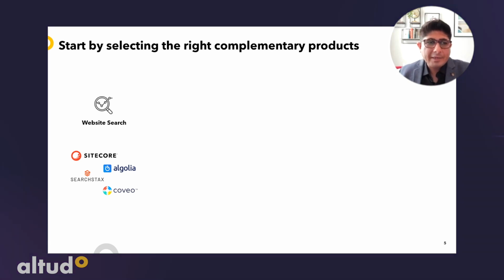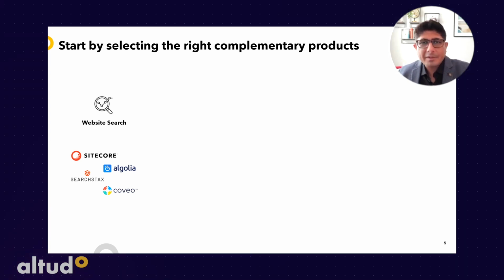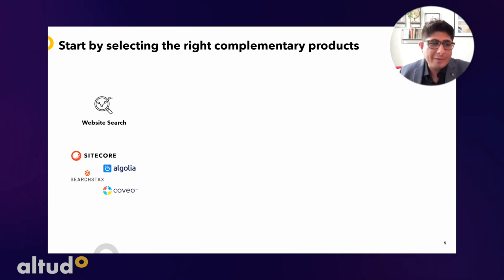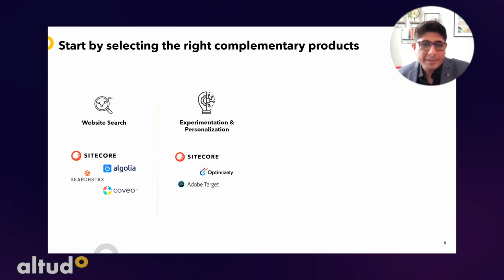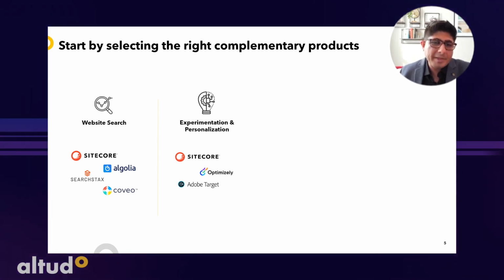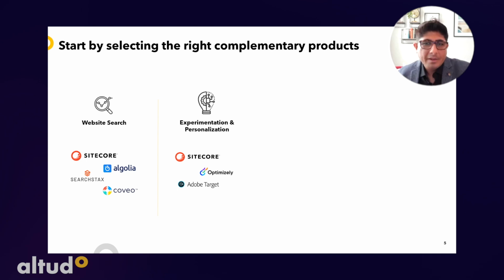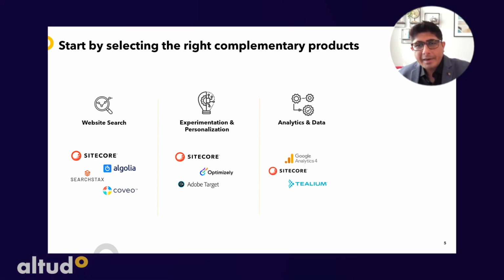Now, as we know, Sitecore XM Cloud does not come with out-of-the-box search, so we need to pick and choose the right search platform, which is SaaS based. So we have multiple options like Sitecore Search, Algolia, SearchStax, and others. And then from an experimentation and personalization perspective, we need to pick and choose what we're going to be using. And same for analytics and data, what we're going to be choosing. Do we need a CDP? Then Sitecore CDP and various other options are there.